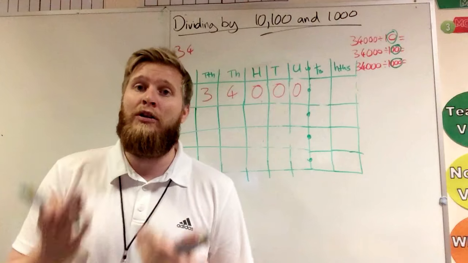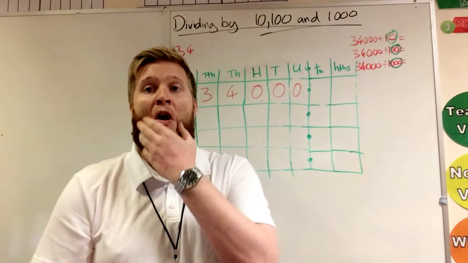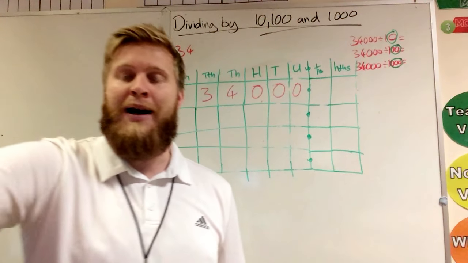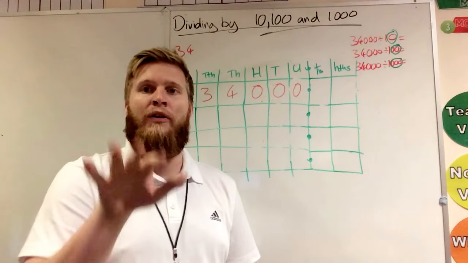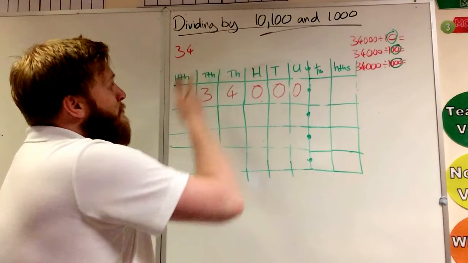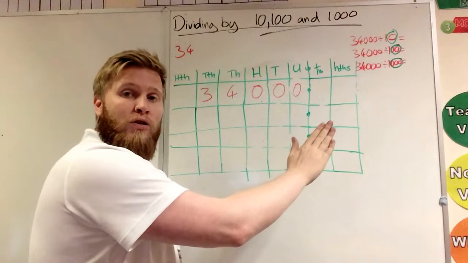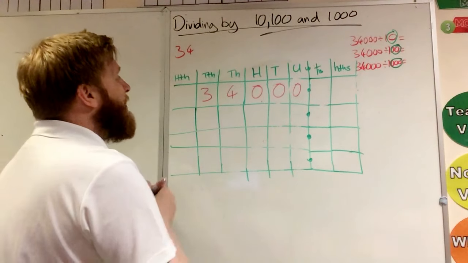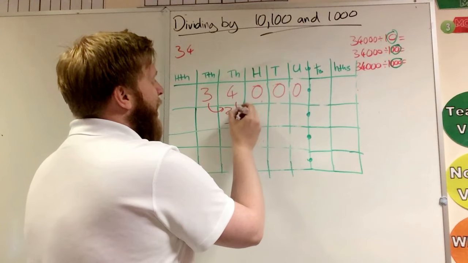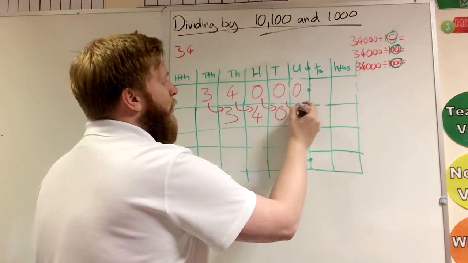Now that's all well and good, taking those zeros off, but not all numbers end with zeros, so we need to know exactly what we're doing. If you've seen my video on times by 10, 100 and 1000, you can probably guess this. When we times by 10, 100 or 1000, we move the digits up to make them bigger. Now we move them to the right because we're making them smaller. So when I'm dividing by 10, I make this number 10 times smaller, so I'm moving it one place to the right, and so on.